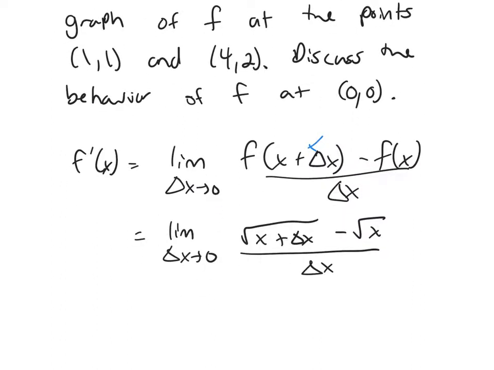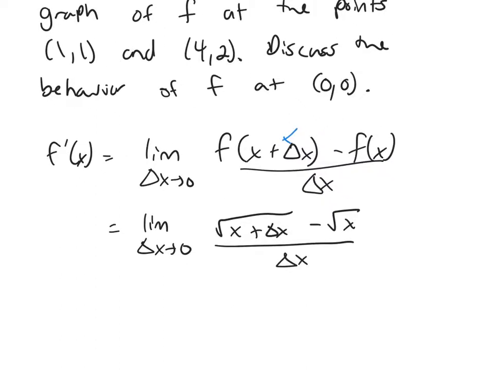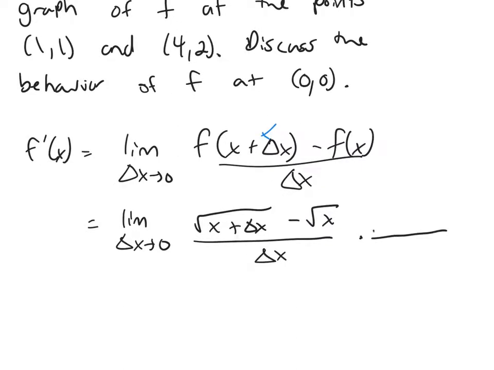So here, this limit has radicals in it. If I plug in delta x equals 0, I get 0 over 0, which is bad. That's an indeterminate form. So we're going to need to do something. So remember what we did back when we were computing limits that had square roots. We multiplied top and bottom by the conjugate. So here I'm going to multiply by the square root of x plus delta x plus the square root of x on top and bottom.